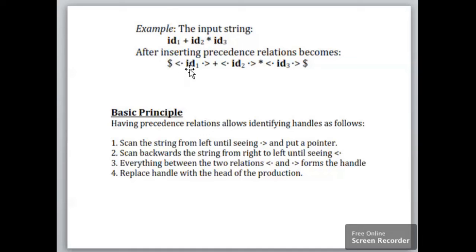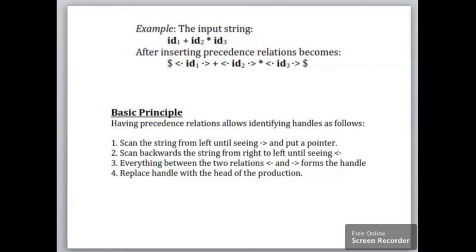The symbol that is going to be in between the less than and the greater than symbol represents the handle. Now I would be reducing this handle by the appropriate production. In this case, if I take the production as E derives ID, it means ID would now be replaced by capital E. I repeat, I would be taking the input, putting the left and the right end marker with dollars.